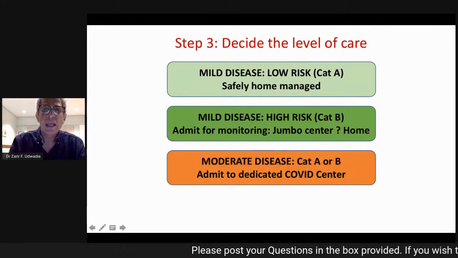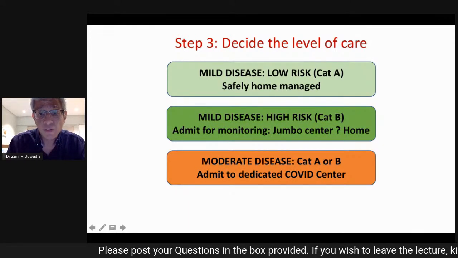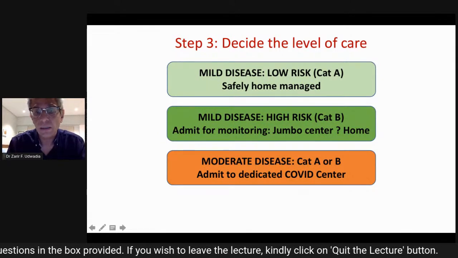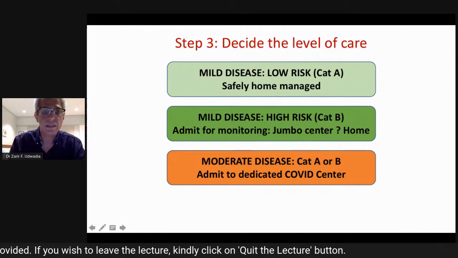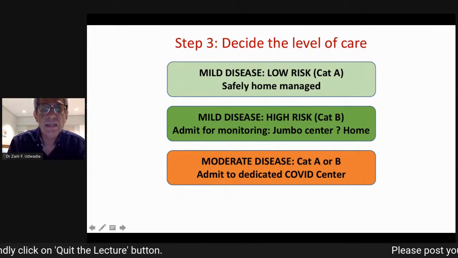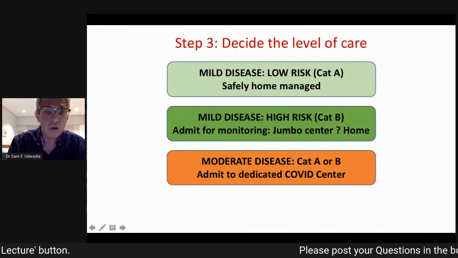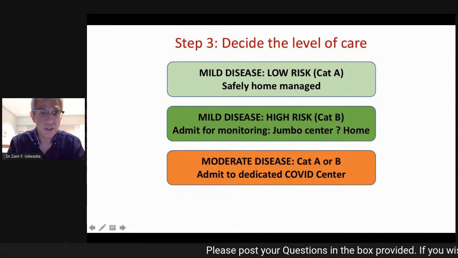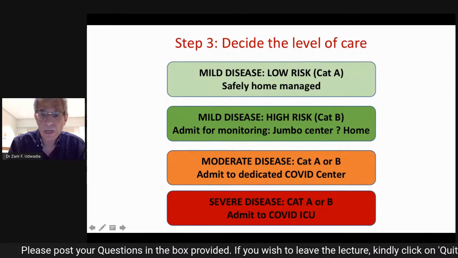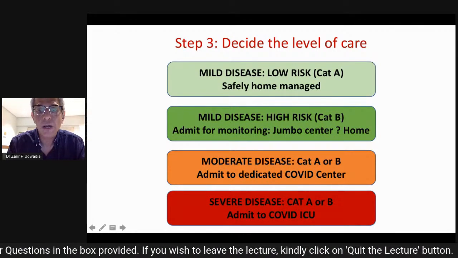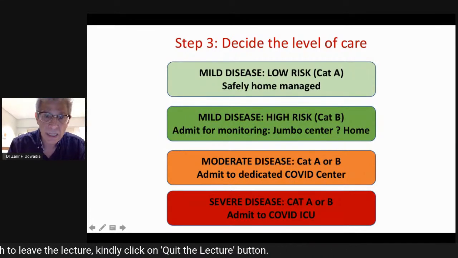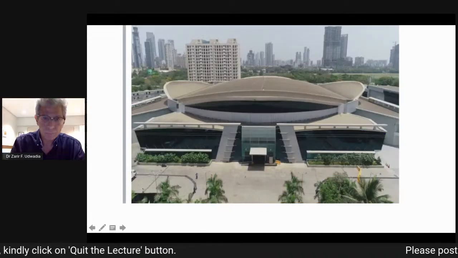If someone has moderate disease, when you first see him, he's breathless, he's really unwell, whether it's category A or B, risk factors or no risk factors, perhaps it's safer to admit such a patient to a dedicated COVID center, though Ravi will argue otherwise, interestingly, in his talk. And if you have severe disease, of course, at presentation, whether you have risk of progression category A or B, then, of course, such a patient needs to be in a specialized COVID ICU.